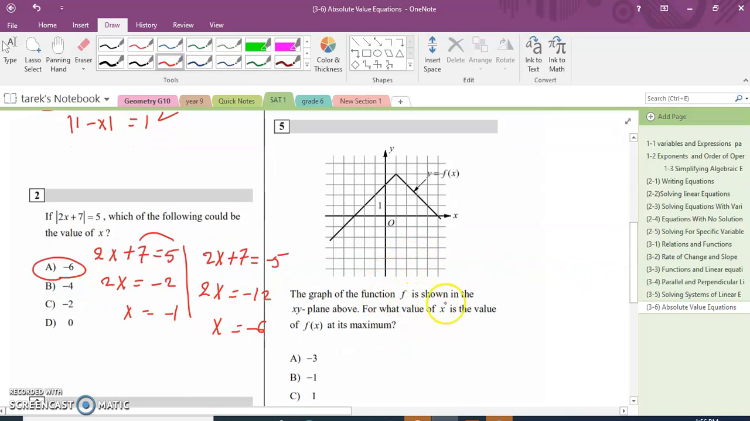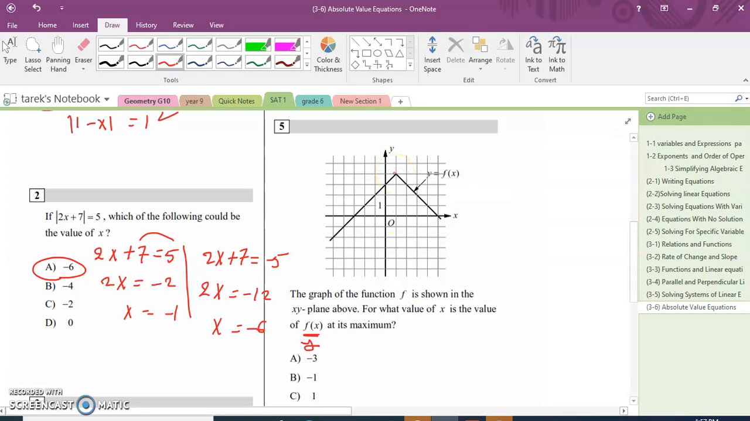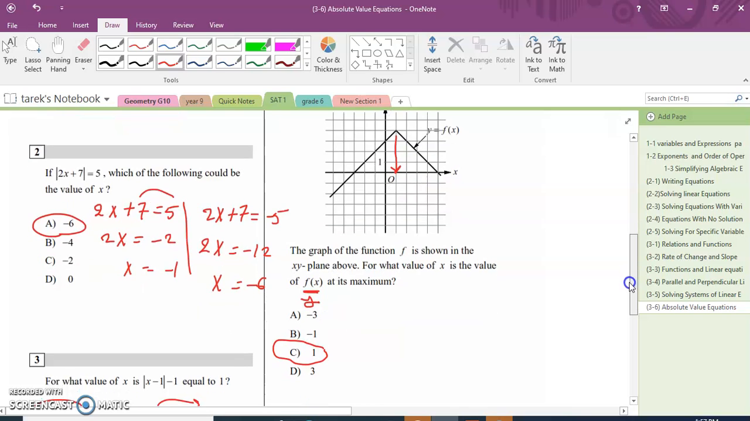The graph of the function f is shown in the xy plane above. For what value of x is f of x at the maximum? f of x means y. y is the maximum here. This is the maximum y. At this point, x equals what? 1. So y reaches the maximum at x equals 1. f of x is y, y equals f of x.